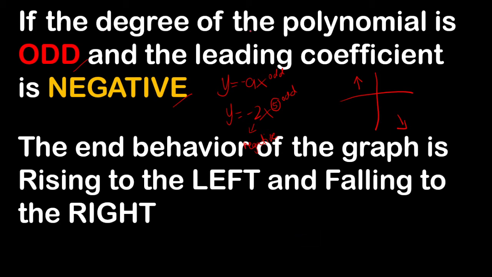Again, if the degree of the polynomial is odd and the leading coefficient is negative, automatically the end behavior of the graph is rising to the left and falling to the right. Next.